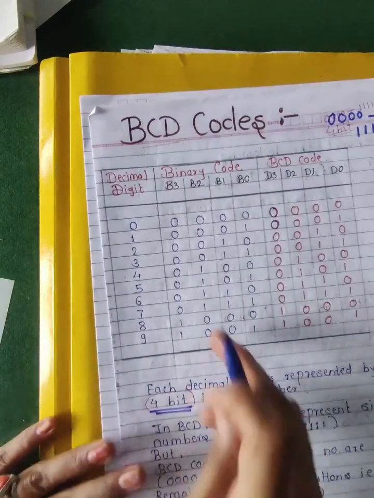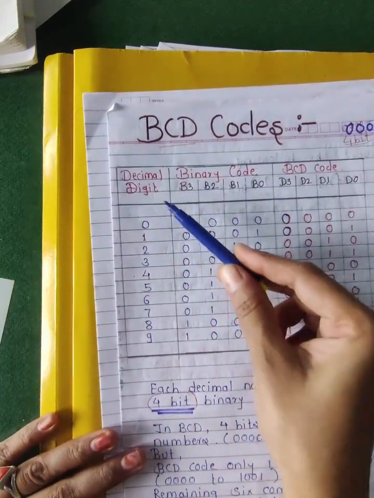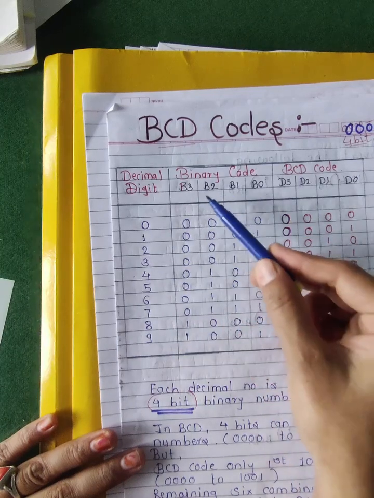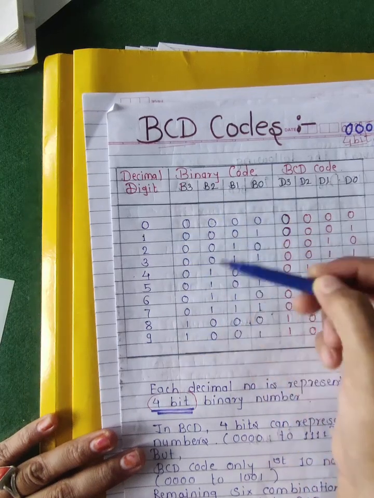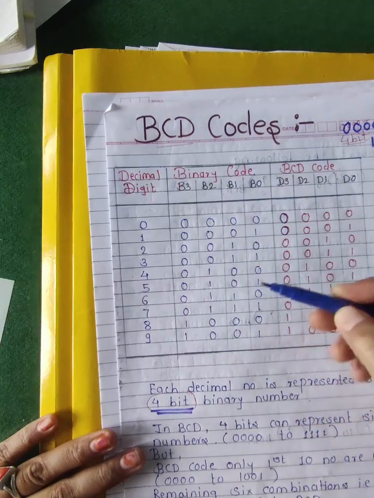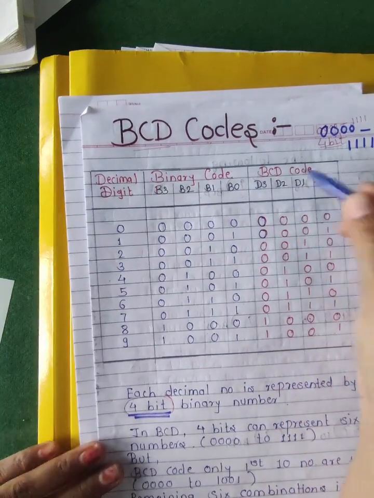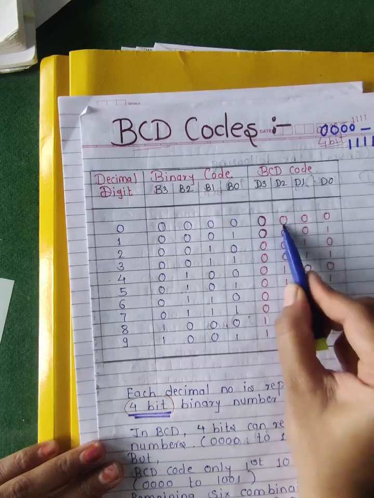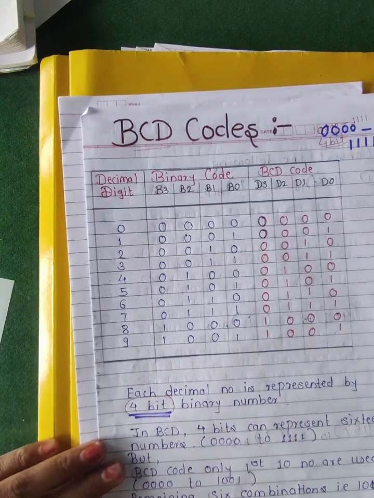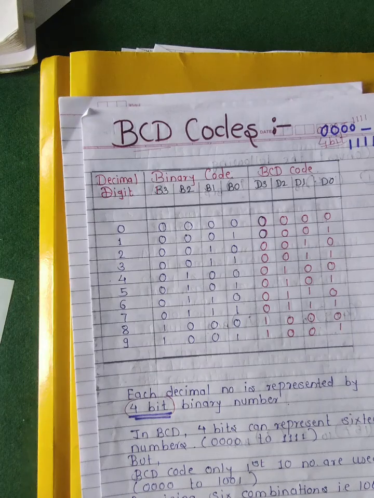BCD is a 4-bit binary number. That means they will represent the decimal digits 0 to 9, written in binary. We know that 0 0 0 0 to 1 0 0 1, and likewise, these are the BCD codes. They will start from 0 0 0 0 to 1 0 0 1. Okay, this is our BCD number.